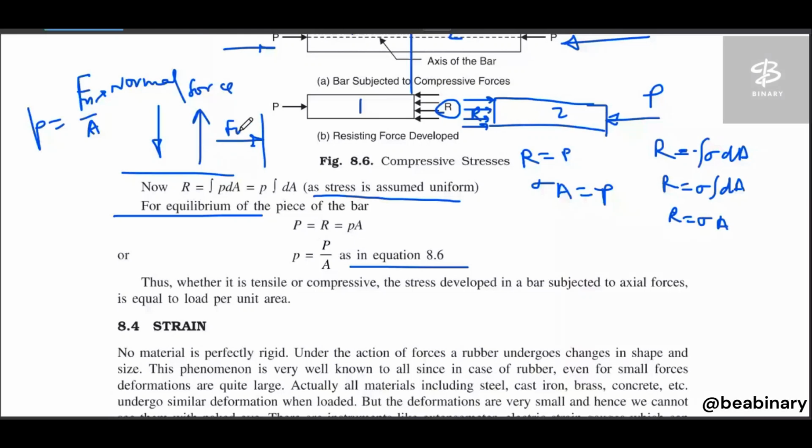So normal force per unit area is called pressure, and sigma, which means stress, is equal to force per unit original cross-sectional area. That is called stress, or engineering stress, or conventional stress.